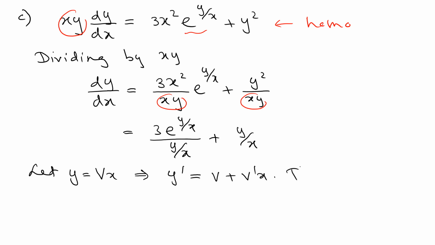Then when you substitute, you get this one. So you get v plus v prime x on this side. On the other side, now we get 3 e to the v over v plus v. So you can see this term gets canceled out, and you get this one as the leftovers. If you rearrange, you can get v on this side, e to the negative v also, and the dv. And on the other side it is 3 over x.